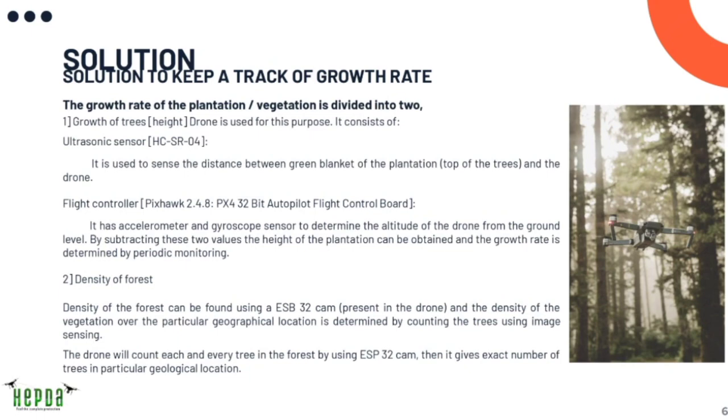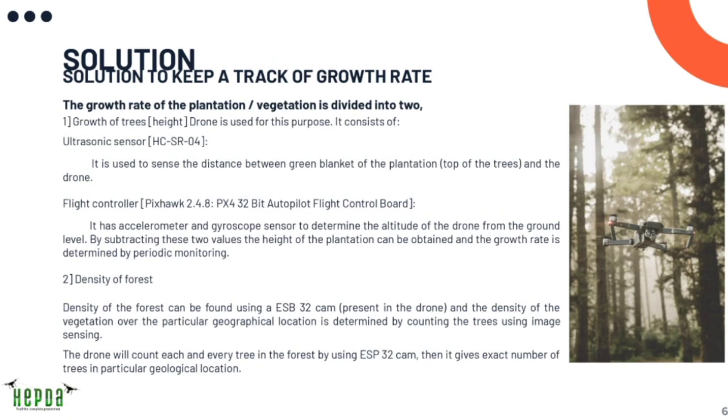The flight controller is a Pixhawk 2.4.8 PX4 32-bit autopilot flight control board. It has an accelerometer and gyroscope sensor to determine the altitude of the drone from the ground level. By subtracting these two values, the height of the plantation can be obtained, and the growth rate is determined by periodic monitoring.